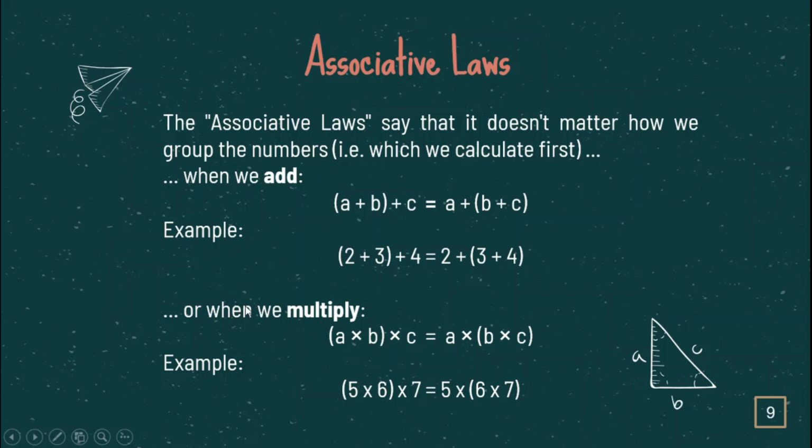Or when we multiply, this is the formula: (a times b) times c equals a times (b times c). Example: (5 times 6) times 7 equals 5 times (6 times 7).